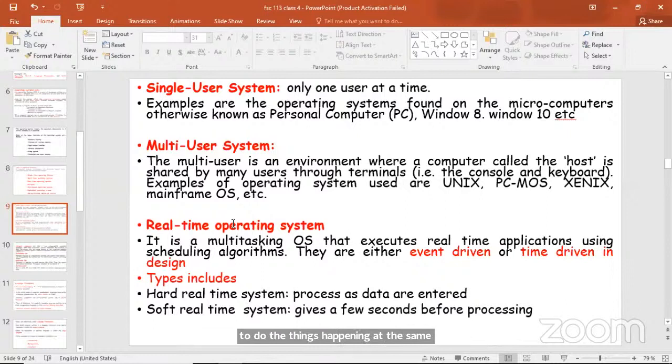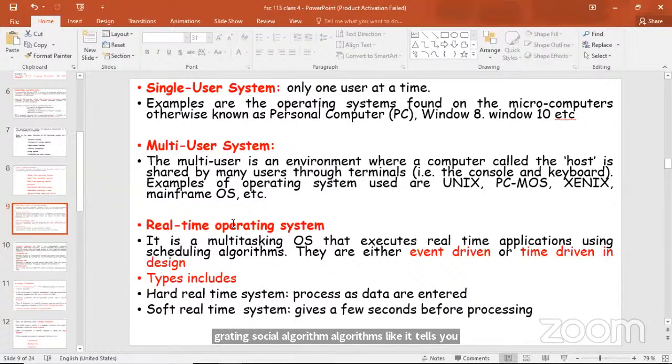The human brain is not configured in that manner to do plenty of things at the same time. Though you can have time intervals where you give a bit of attention to this, a bit of attention to that, that will not make you so effective. So it's only the computer system that can multitask effectively, right? It is a multitasking OS that executes real-time applications using a scheduling algorithm. A scheduling algorithm is like a timetable, it tells you where to go at a particular time.